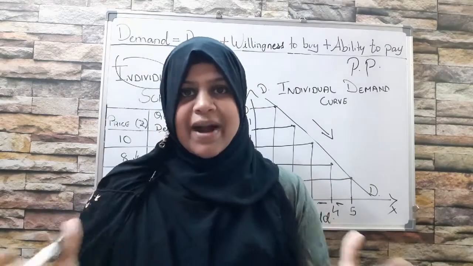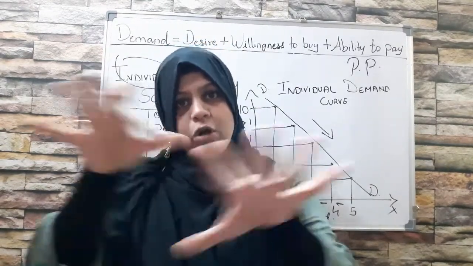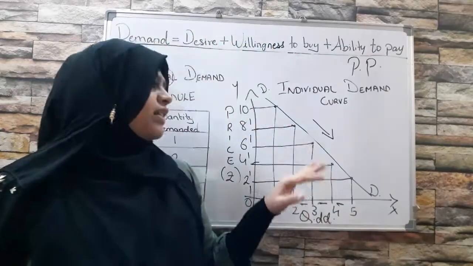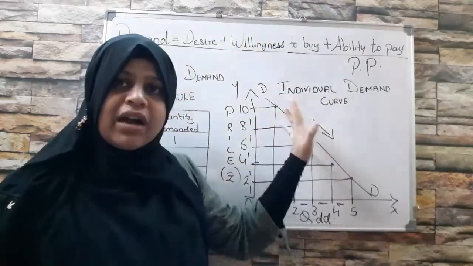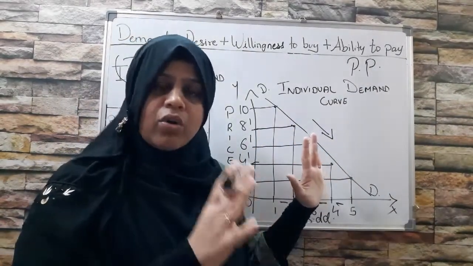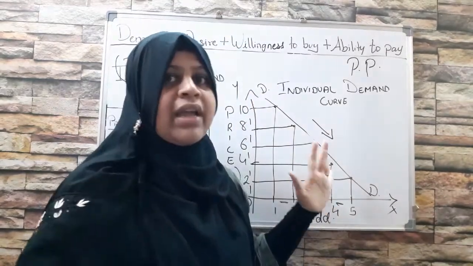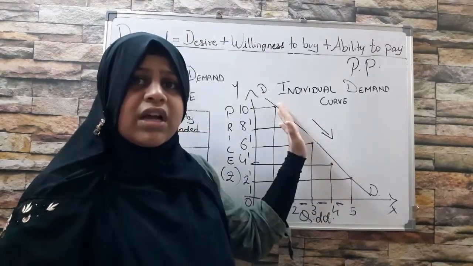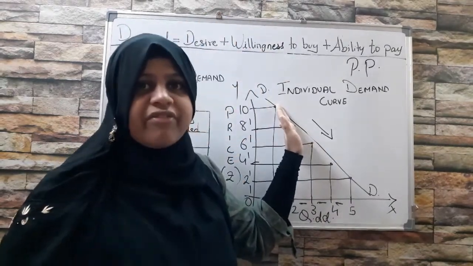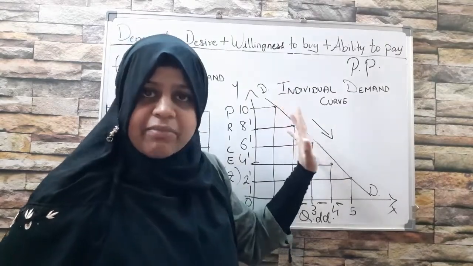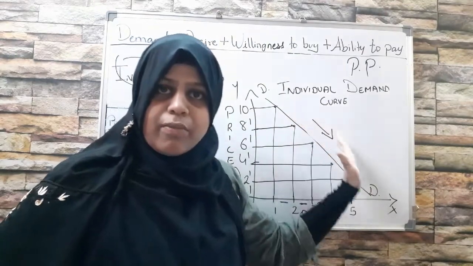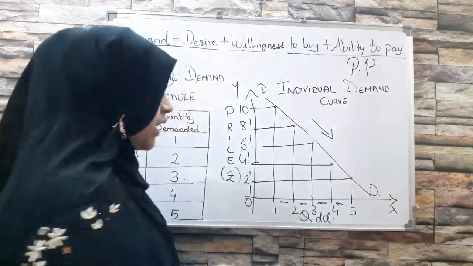So what is market demand? The addition, the sum of all the individual demands. It is as simple as that. Also there will be a slight change. The demand curve will remain as it is, because in market demand also, the demand is going to fall. Why? Because the rule is the same: when the price increases, the demand falls. So even if it is market demand, the diagram is going to remain the same. The curve is going to slope downwards. The only difference will be in the quantity.